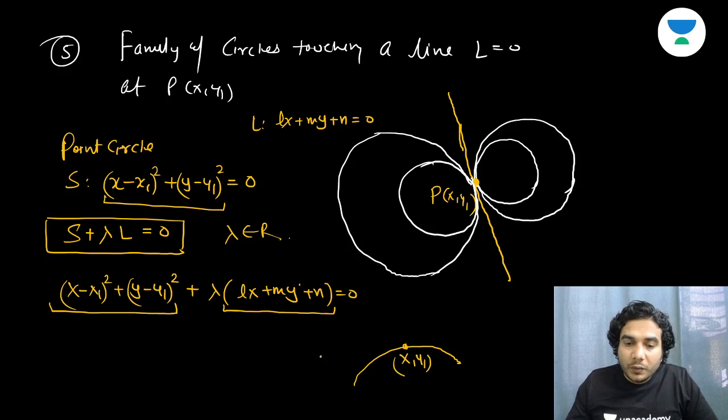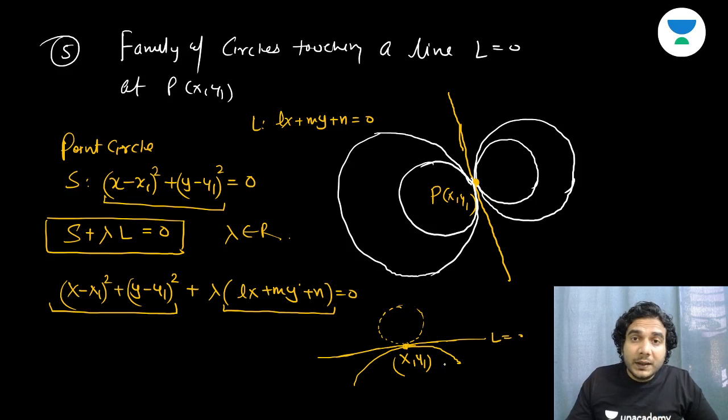So what are we going to do? First we are going to write this tangent, okay? So we'll get this tangent L is equal to 0. Then we can use this equation, point circle and this line, which will give you a circle touching this line at this point. And because the line is touching the given curve, this circle will touch that curve also, okay?